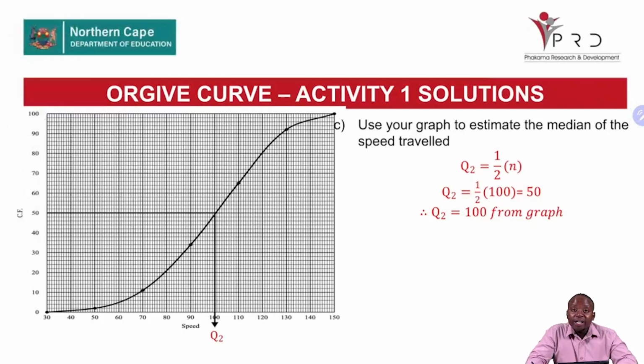Then we proceed, number C. Now our number C says use a graph to estimate the median of the speed traveled. Remember, to estimate the median, what do we do? Q2 is equal to 1 over 2 of N, in that case, N is the total frequency.